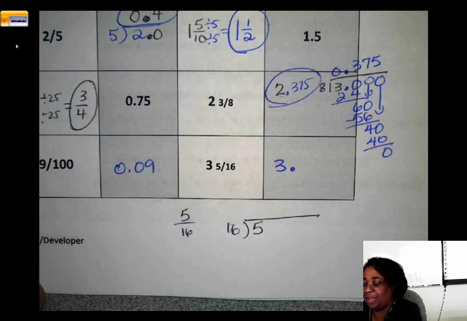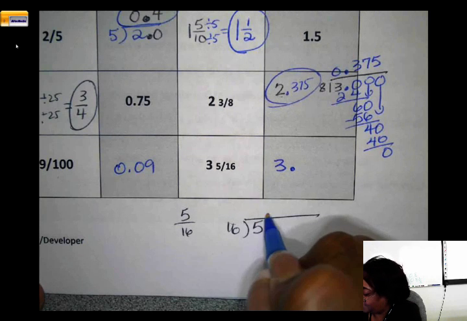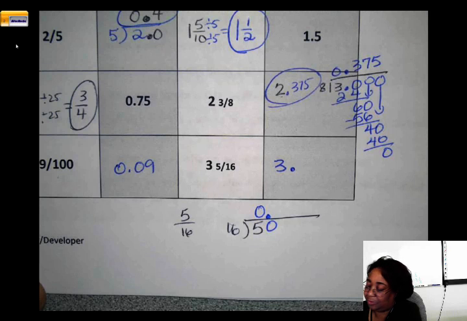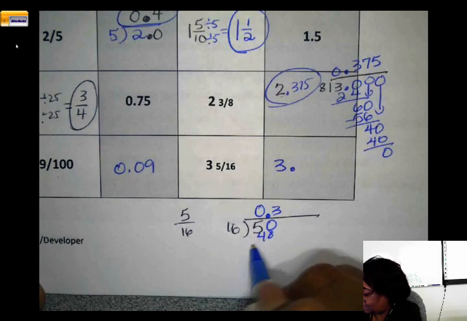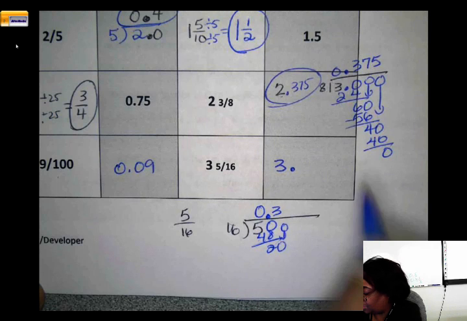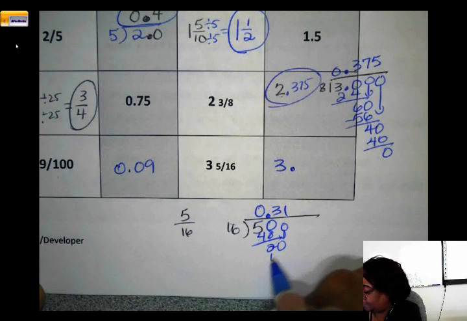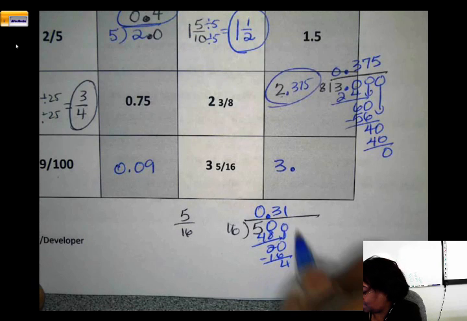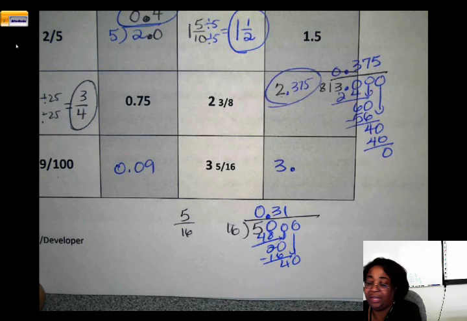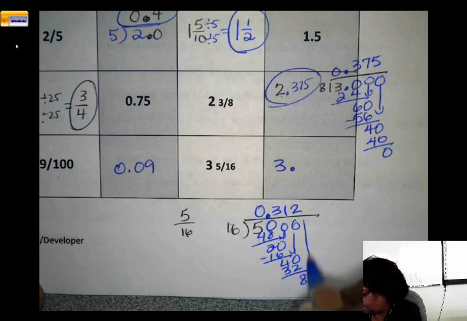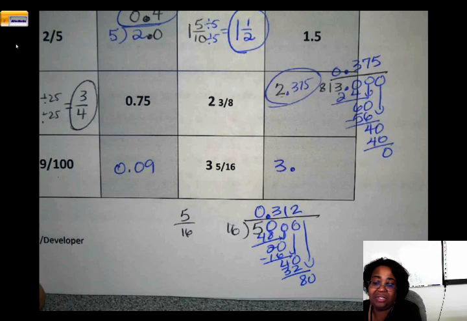Now 16 will not go into 5. So I'm going to put my decimal here, bring a 0 down. How many times will 16 go into 50? 3, that gives me 48. 2 left over, bring down the 2. Okay. 16 goes into 20 one time. When I subtract, I get 4, bring down the 0. Then I get 40. How many times will 16 go into 40? 2 times, I get 32. Then I've got an 8. Bring down a 0. And 16 goes into 80.